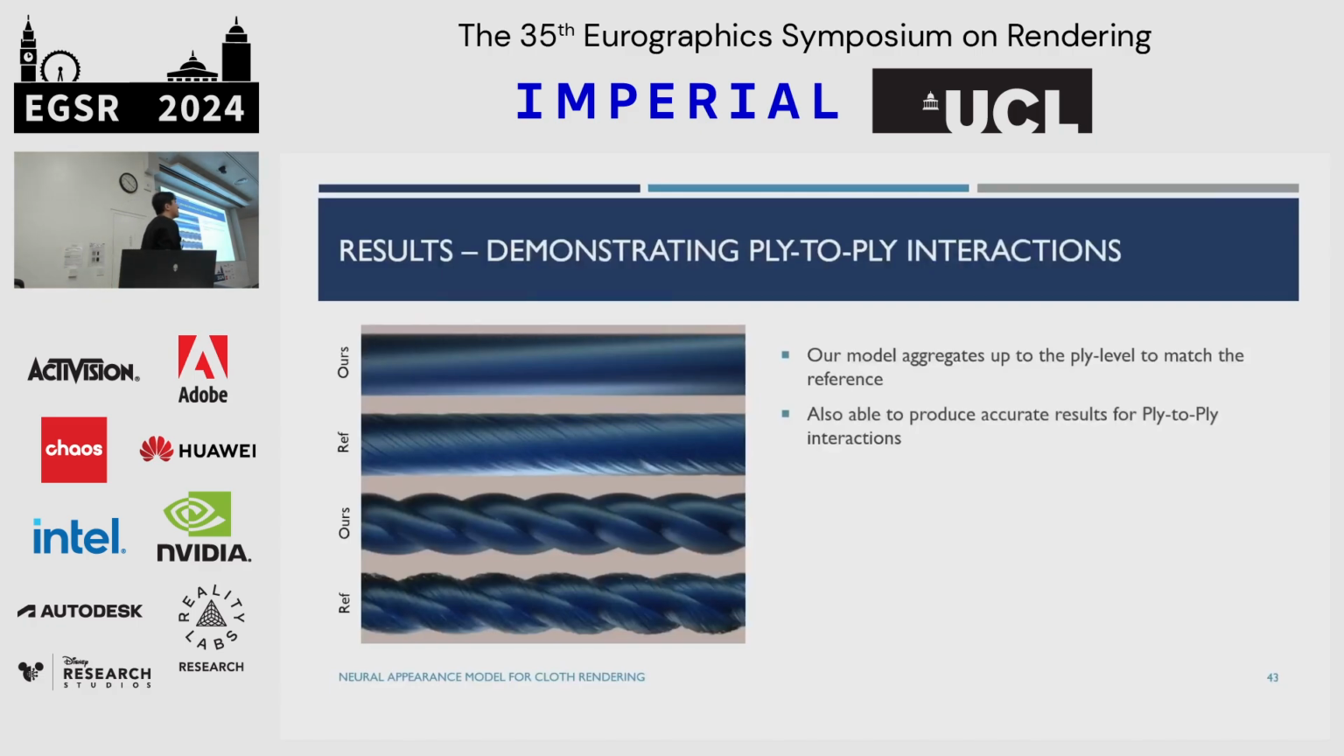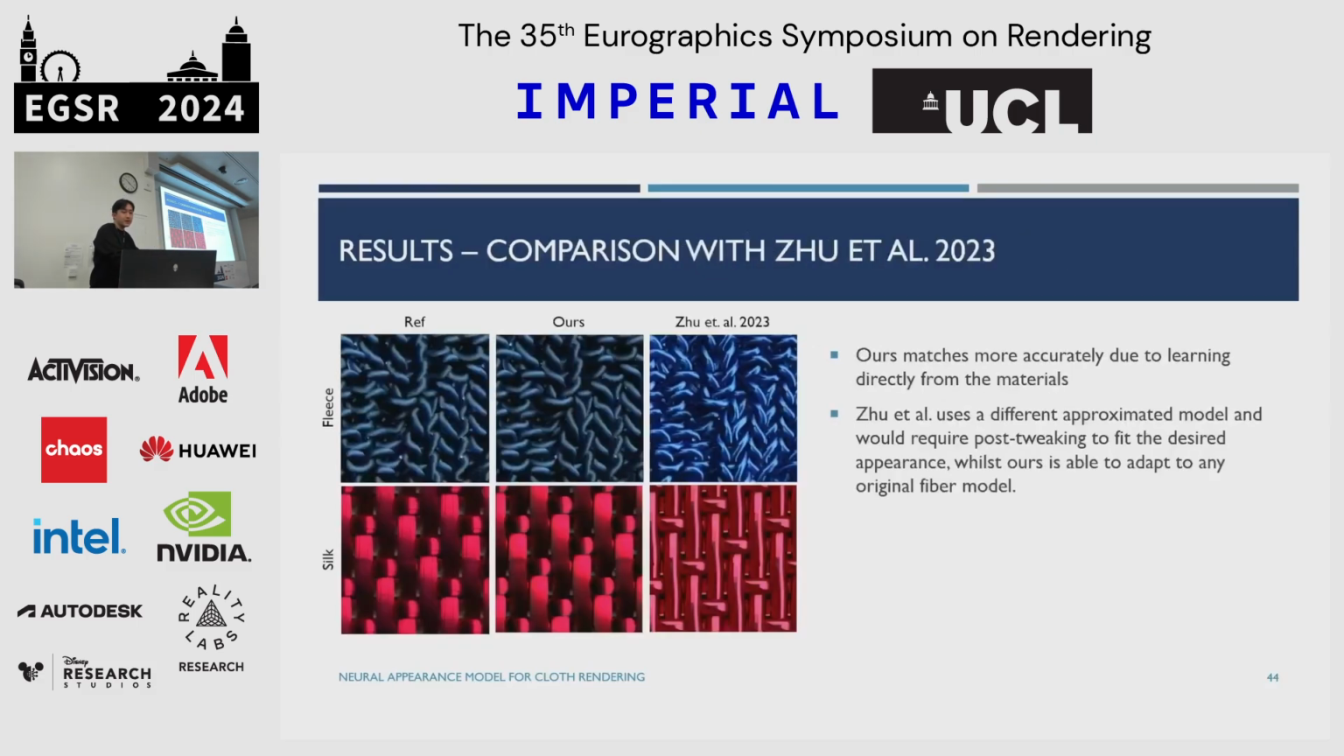Even though our material is neural-based, we're able to accurately represent ply-to-ply interactions, meaning that it's still able to interact with other things and take that into account. So we can say that our material is quite robust and quite physically based as well. You can see there's single ply and multiply, where multiple plies form one single yarn.